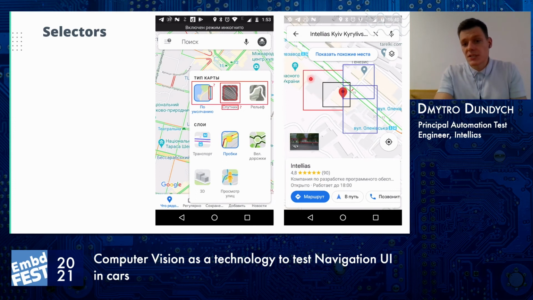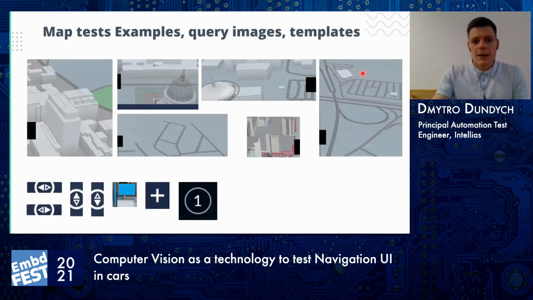So if it's building, it should be the lines of building. If it's road, it should be the line of road. So avoid the text, avoid the images and the icons. Okay, what do we use for testing?